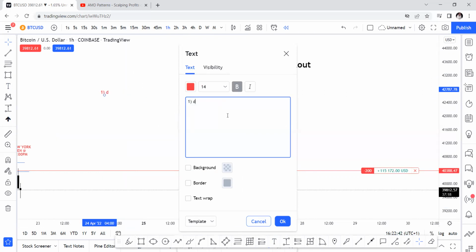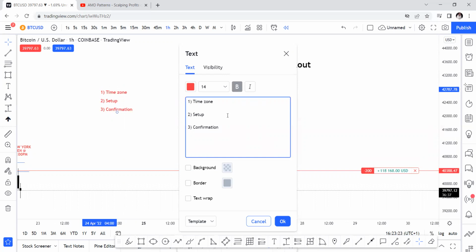First, you must get the direction, the time, or the time zone. Then two, you need the setup. Then three, you need the confirmation.